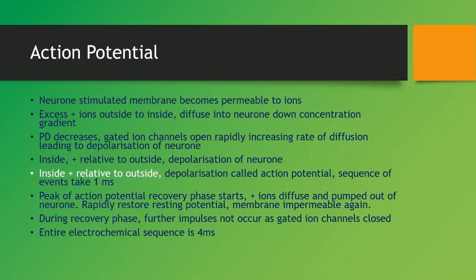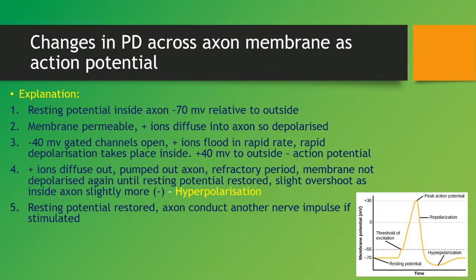So depolarization is called an action potential, and the sequence of events takes roughly 1 millisecond. When you reach the peak of the action potential, the recovery phase starts. This is where positive ions will diffuse and be pumped out of the neuron to the outside again. This will rapidly restore the resting potential and the membrane will become impermeable again. During this recovery phase, further impulses will not occur as the gated ion channels will be closed, and the entire electrochemical sequence takes 4 milliseconds. As we see here in the diagram, you have your threshold of excitation, and at that point you go straight to your action potential, and then repolarization, and hyperpolarization, which we'll talk about now.